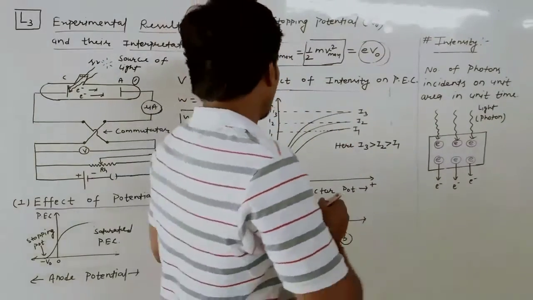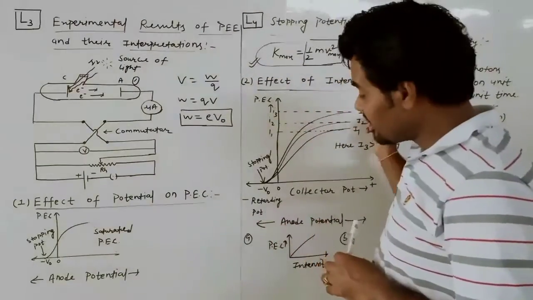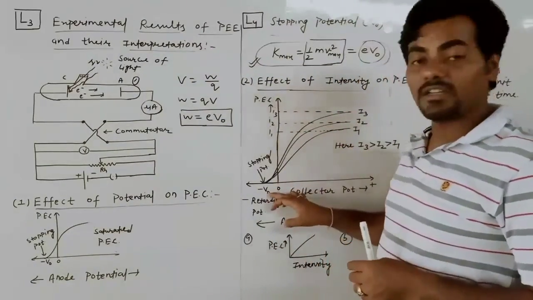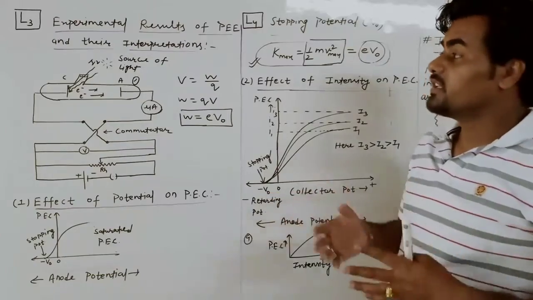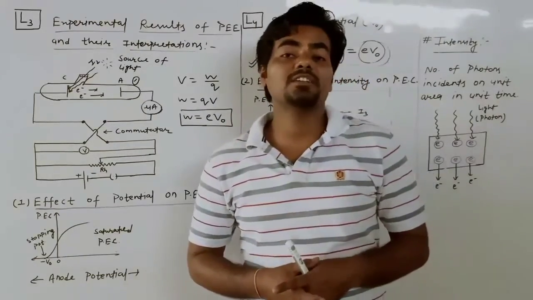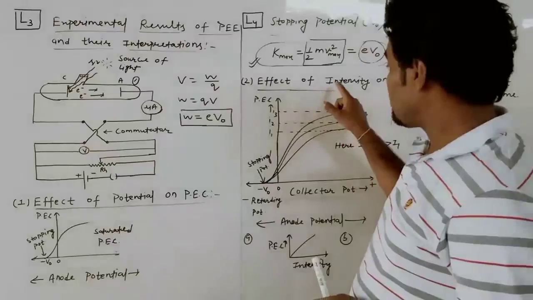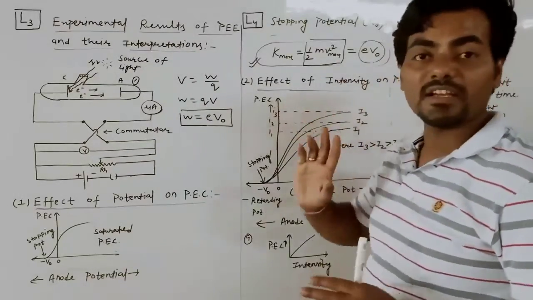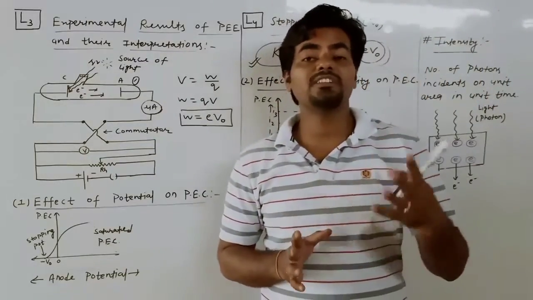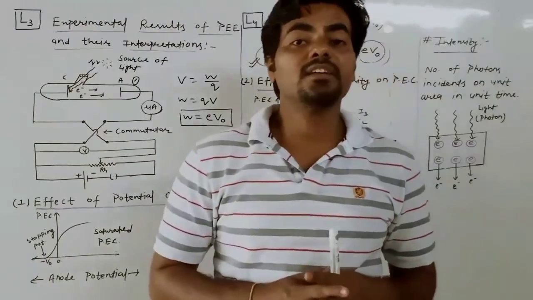So this is the effect of intensity on photoelectric current and the effect of intensity on stopping potential. Now in our fifth lecture we will study the effect of frequency on photoelectric current, and after studying this topic we will study the laws of photoelectric effect.